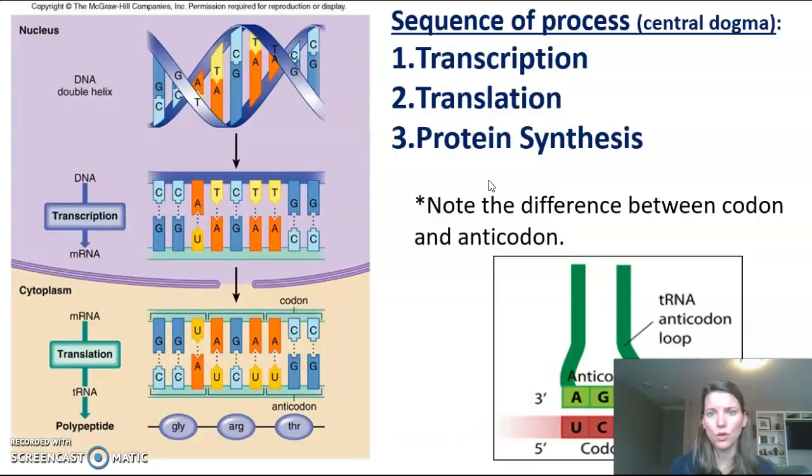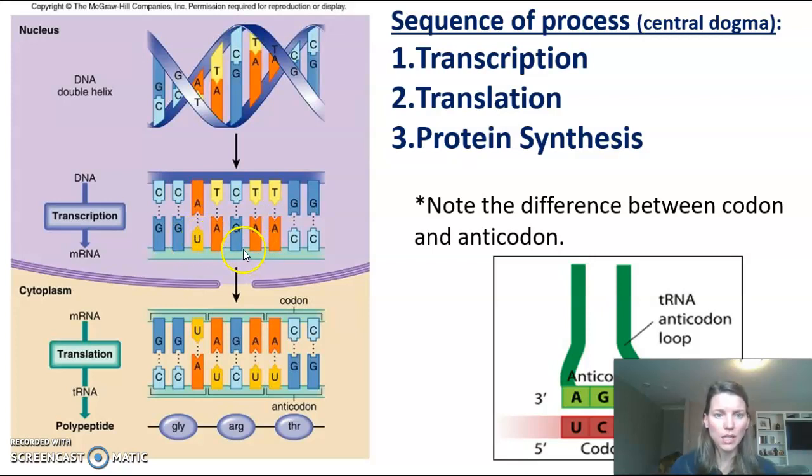Okay, so here's your sequence. You have your transcription, you have your translation, and then protein synthesis. This diagram on the left is showing all three of those steps and the specific location in which it's happening. So you have inside the nucleus, you have your replication happening, just A's and T's, G's and C's lining up. You have the DNA being transcribed into the mRNA strand.